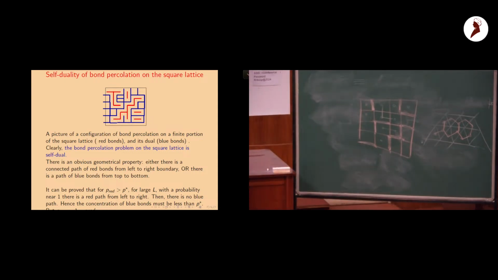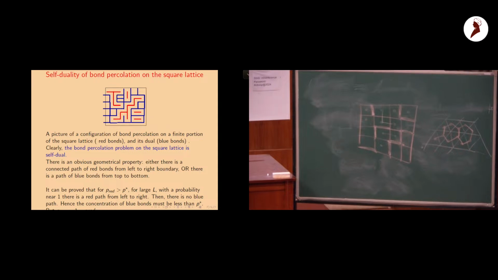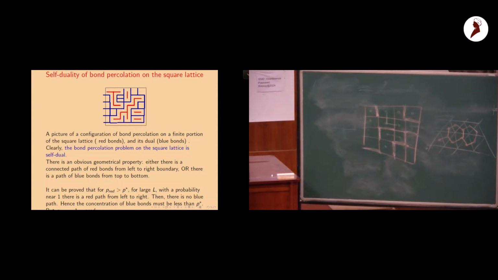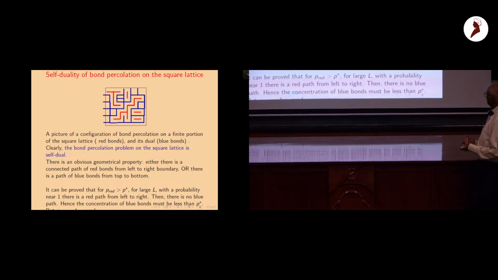Okay, so that has a very interesting consequence. So there is an obvious geometrical property. Either there is a connected path of red bonds from left to right, or there is a connected path of blue bonds from top to bottom. Okay, is this quite clear? Either there will be a connected red path from left to right, or there will be a blue path from top to bottom. The only way you cannot have a connected red path from left to right is if there is always a break. So there must be a blue path from top to bottom.